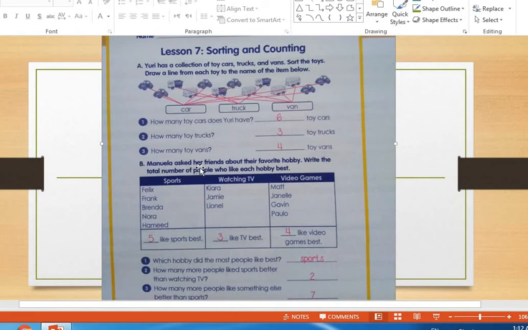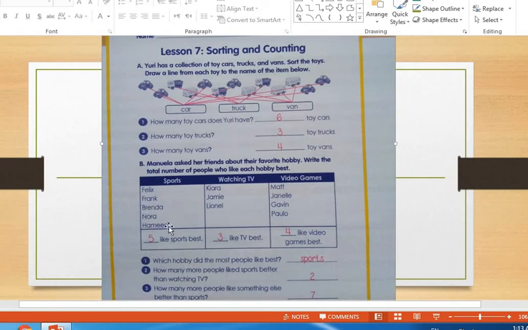Manuela asked her friends about their favorite hobby. Write the total number of people who like each hobby best. Okay, their favorite hobby. So sports: Felix, Frank, Brenda, Nura, Hamid. Watching TV: Kiara, Jamie, Lionel. Video games: Matt, Jeanette, Gavin, Paulo.